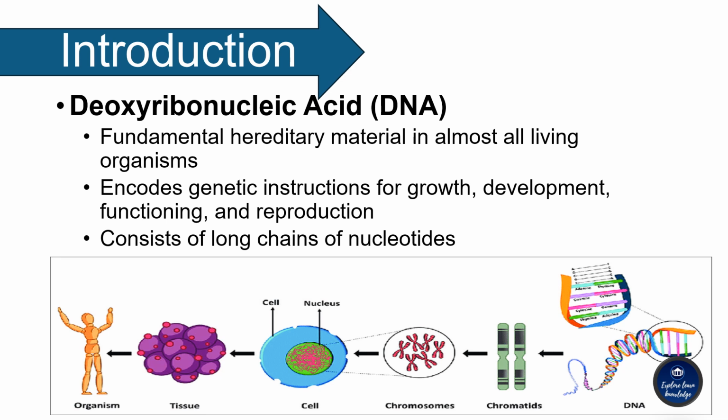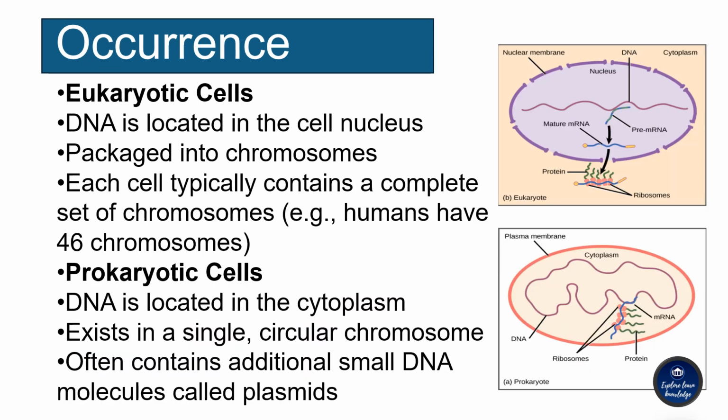DNA is composed of long chains of nucleotides which store this genetic information. In eukaryotic cells, DNA is located in the cell nucleus and packed into structures called chromosomes. Each cell typically contains a complete set of chromosomes. For example, humans have 46 chromosomes.